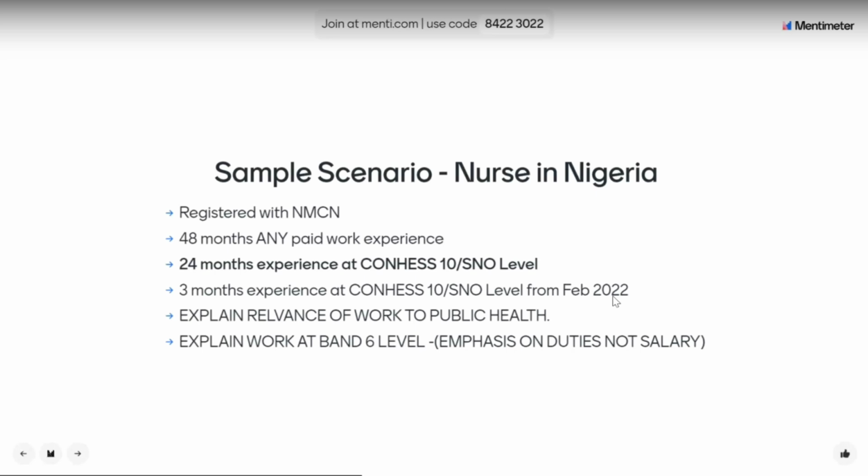And I already talked about this band 6 level. The emphasis is on the duties. They expect that you have some level of seniority, some management and leadership experience. It's not necessarily the salary. The salary can be an added advantage if you already have experience at Con S10 level. Yes, then you need to mention that. But if your salary does not meet that level, it's up to you to show that your roles and duties at this level were equivalent to a band 6 in the UK.